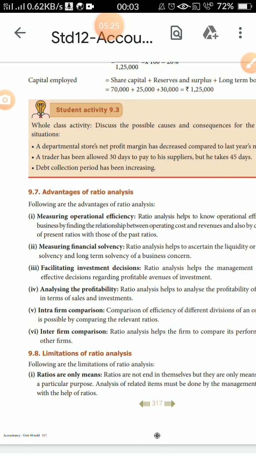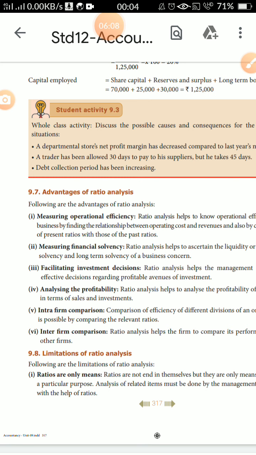Next one, accuracy of financial information. Accuracy information is taken from a financial statement. If the statement is inaccurate, the ratios computed based on it will also be inaccurate. If some information is not accurate, then the resulting information is also inaccurate.